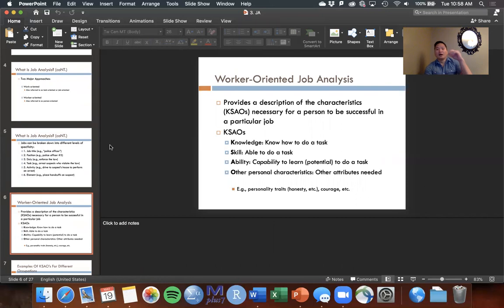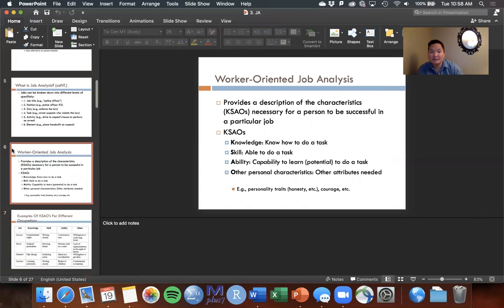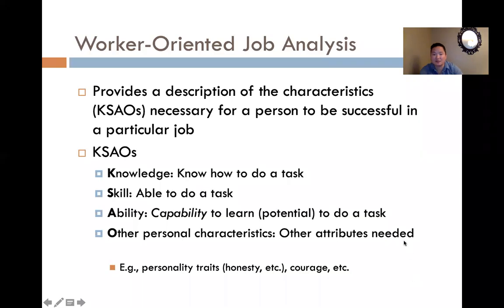Sorry. With a worker-oriented job analysis, we look at the KSAOs: knowledge, how to do a task, skill, ability to do a task, ability, capability, or potential to do a task. I realized I didn't blow this up. I'm sorry, let's keep going.